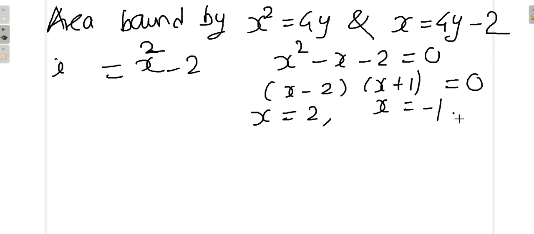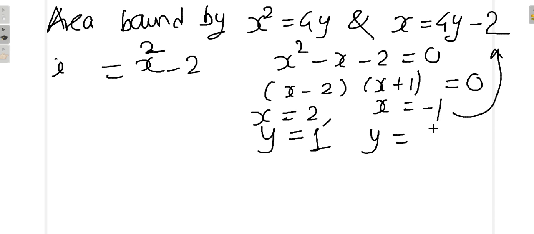Now substitute this in this line. If you put x equal to 2, you will get y equal to 1. Put x equal to 2 here, 2 plus 2 is 4, 4y equal to 4 gives you y equal to 1. And if you put x equal to minus 1, you will get y equal to 1/4. So these are the coordinates. One is 2 comma 1, another is minus 1 comma 1/4.